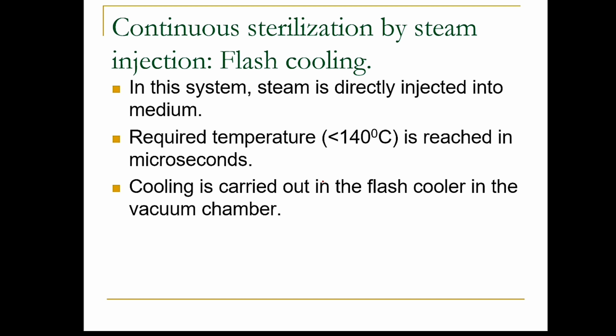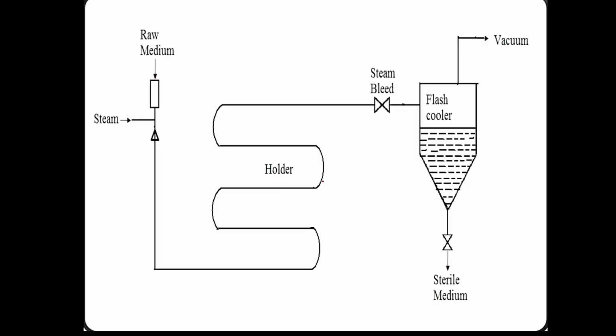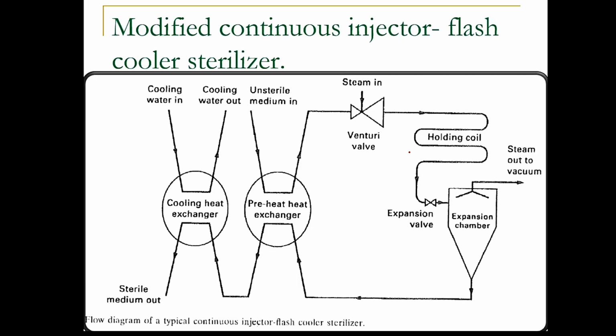Continuous sterilization by steam injection flash cooling. In this system, steam is directly injected into medium. The required temperature, less than 140 Celsius, is reached in a microsecond, so it is very good. Cooling is carried out in the flash cooler in the vacuum chamber like this. Here the steam is added, the raw material is added, the holder is there, the steam bead is there in the flash cooler, so it requires very little time to sterilize a medium.